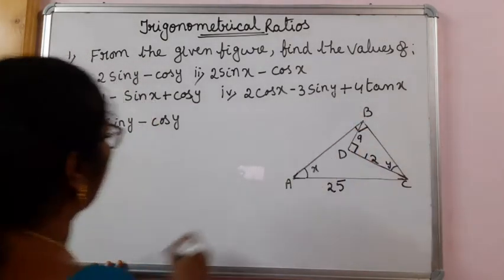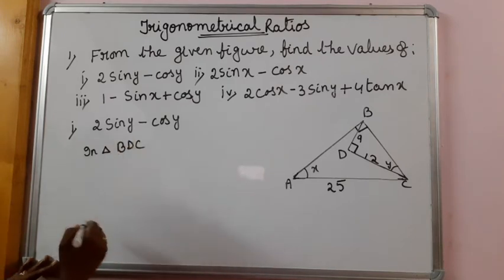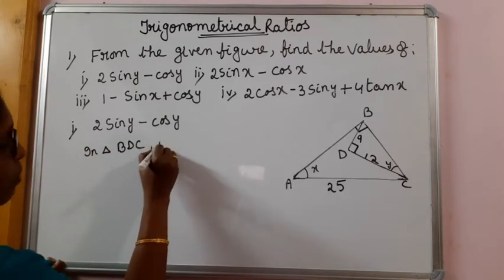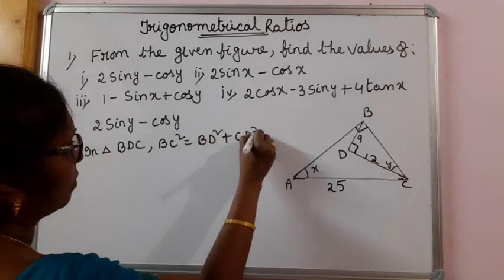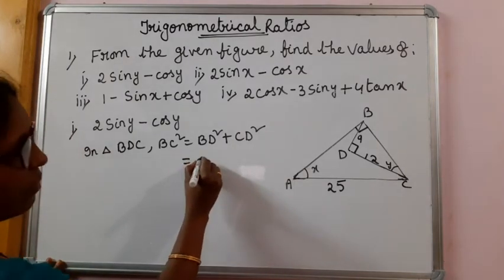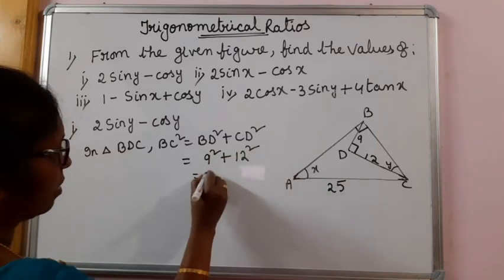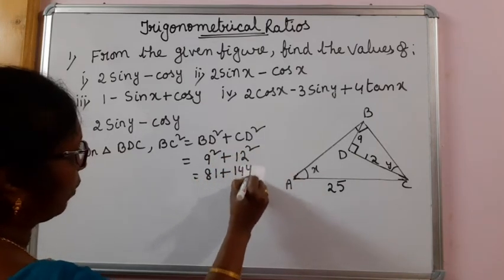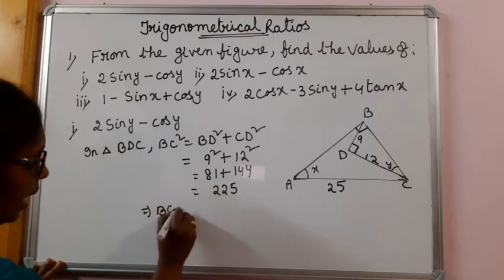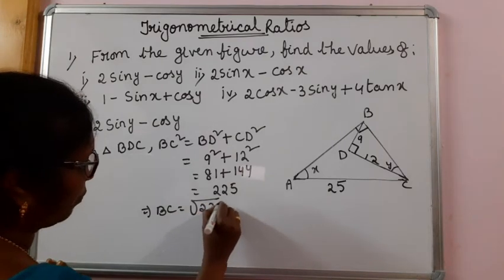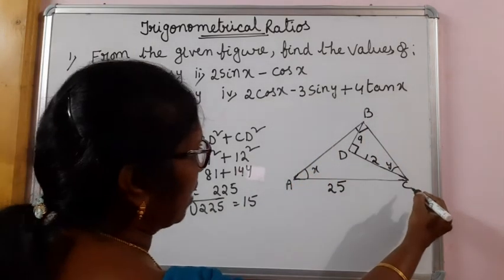In triangle BDC, BC square is equal to BD square plus CD square. So BD is given 9, 9 square, CD square is 12 square. So 81 plus 144, that gives you 225. So BC is equal to square root of 225. You will get BC is 15. So now we got BC 15.